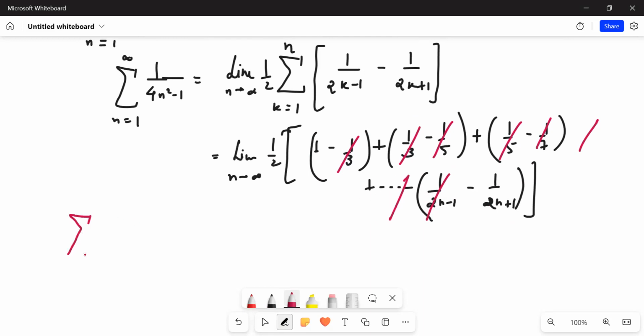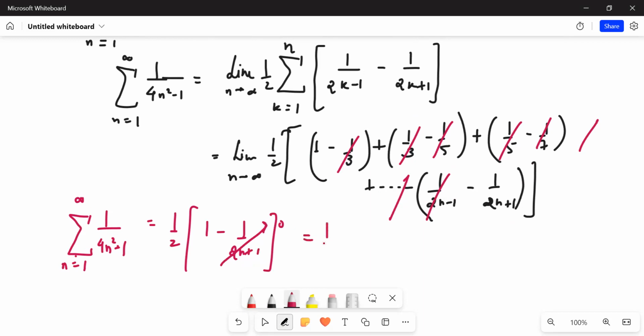So basically what I will end up getting is that the sum n equals 1 to infinity of 1 upon 4n square minus 1 is simply equal to 1 upon 2 times 1 minus 1 upon 2n plus 1. Taking the limiting value as n tends to infinity, this will go to 0, so the value would be 1 upon 2. I hope this is clear to you. Just pay attention to these questions. Such questions are very easy and they may be asked in your examination also.